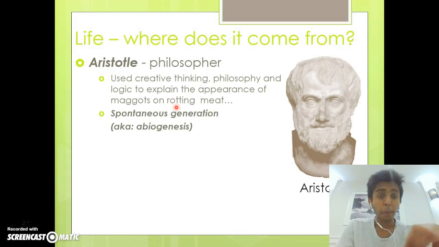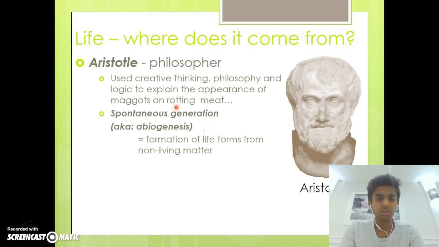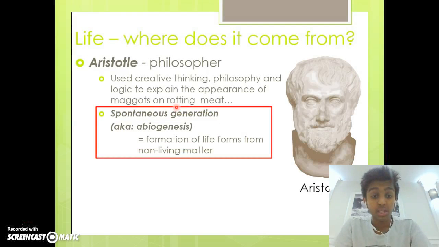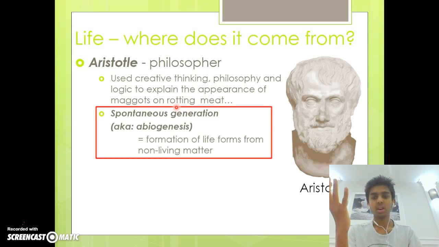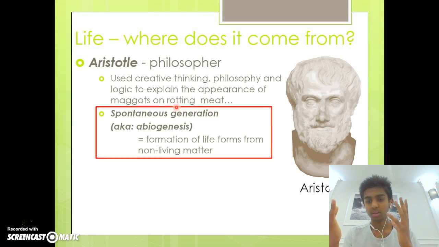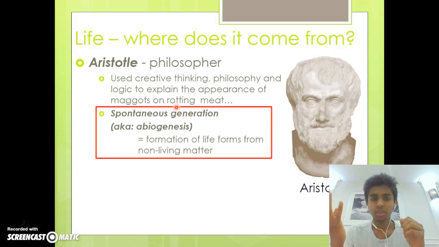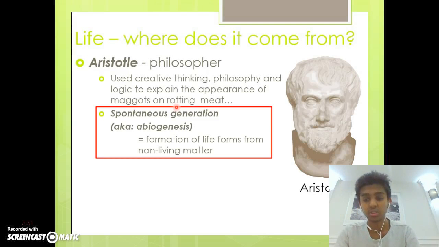It was also known as abiogenesis. So let's understand what that means. He said that life forms were formed from non-living matter. So literally you could have anything and life would just arise from it. That's what his idea was about the origins of life. Any non-living matter and life forms could be formed on top of it. That was abiogenesis, or the spontaneous generation theory.